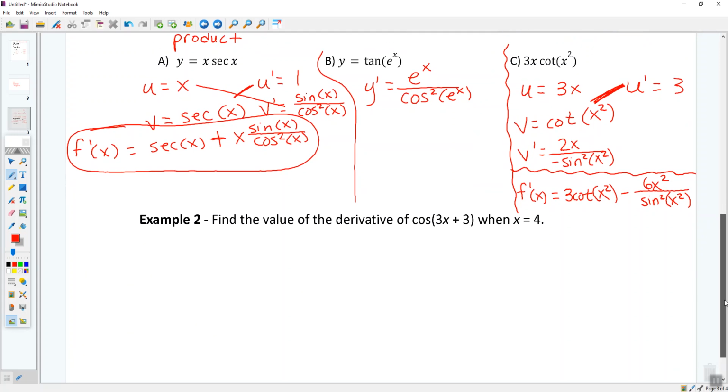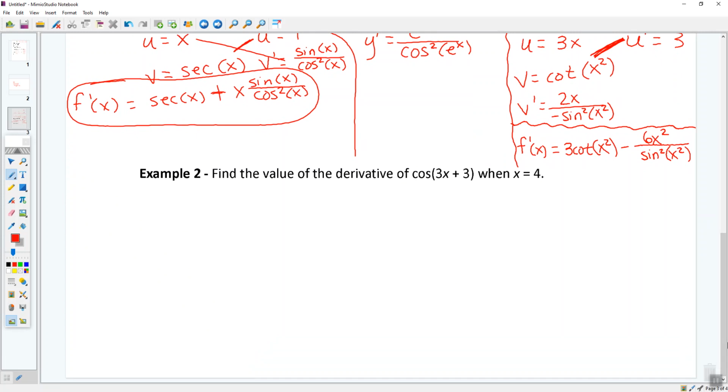This here says, we want to find the value of a derivative of cosine 3x plus 3 when x is what value? 4. Okay, so really what we're saying is this, guys. We have a function f of x, and that f of x is equal to the cosine of 3x plus 3. The question is saying, what is f prime of 4? We want to know what the derivative is when x is equal to what value? 4. Well, I can't evaluate that until we know f prime of x. So let's do that.